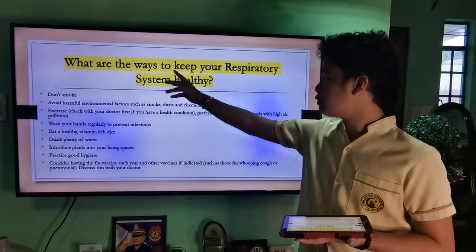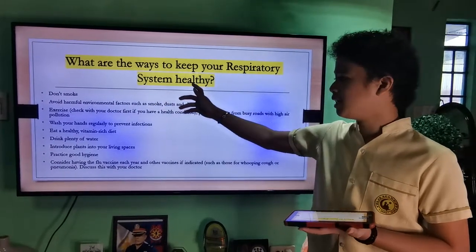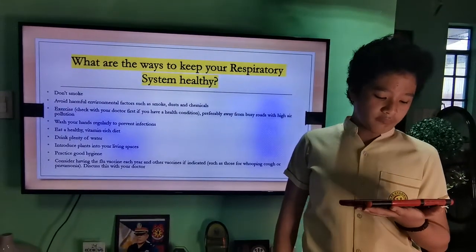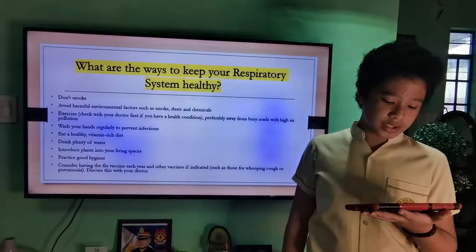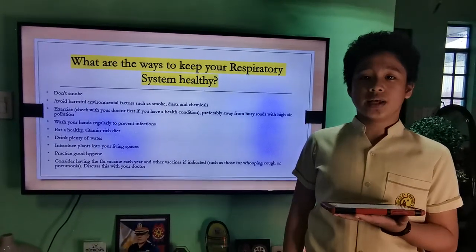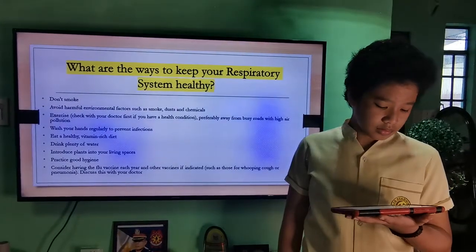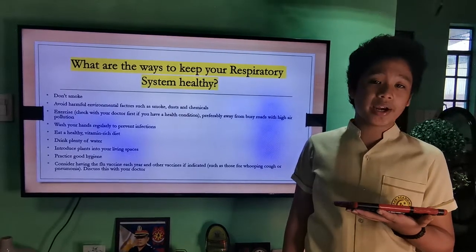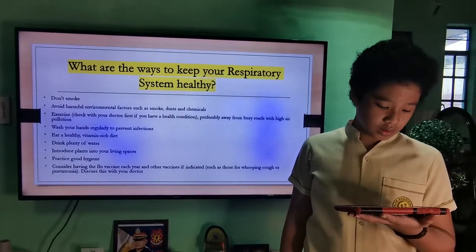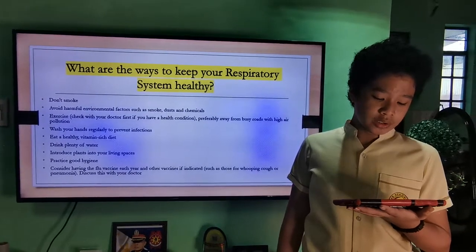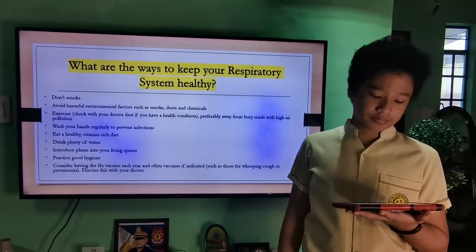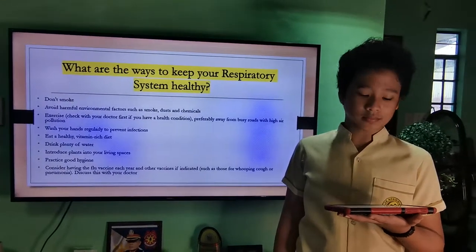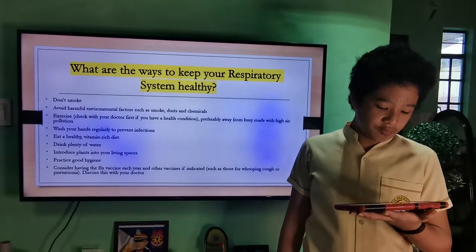What are the ways to keep your respiratory system healthy? First, don't smoke. Avoid harmful environmental factors such as smoke, dust, and chemicals. Exercise, preferably away from busy roads with high air pollution. Wash your hands regularly to prevent infections. Eat a healthy, vitamin-rich diet. Drink plenty of water.